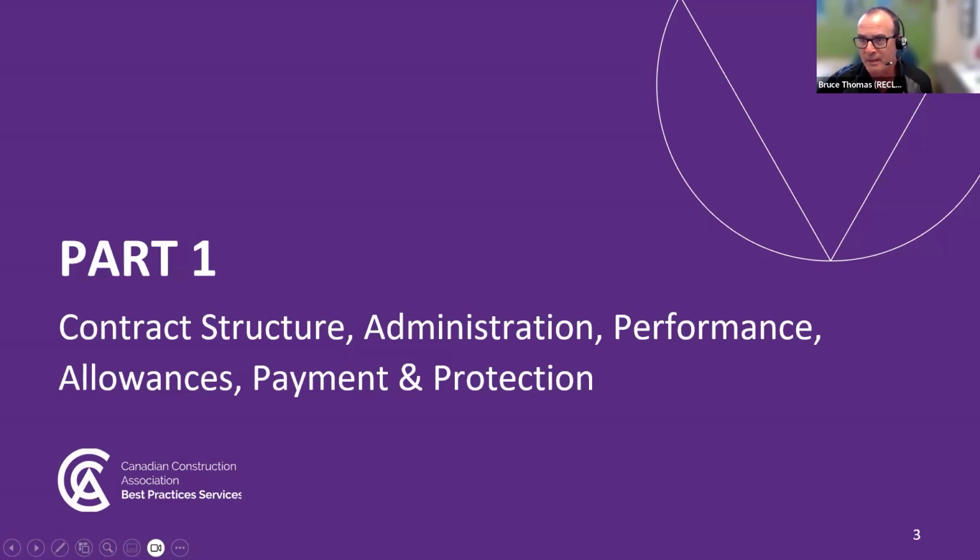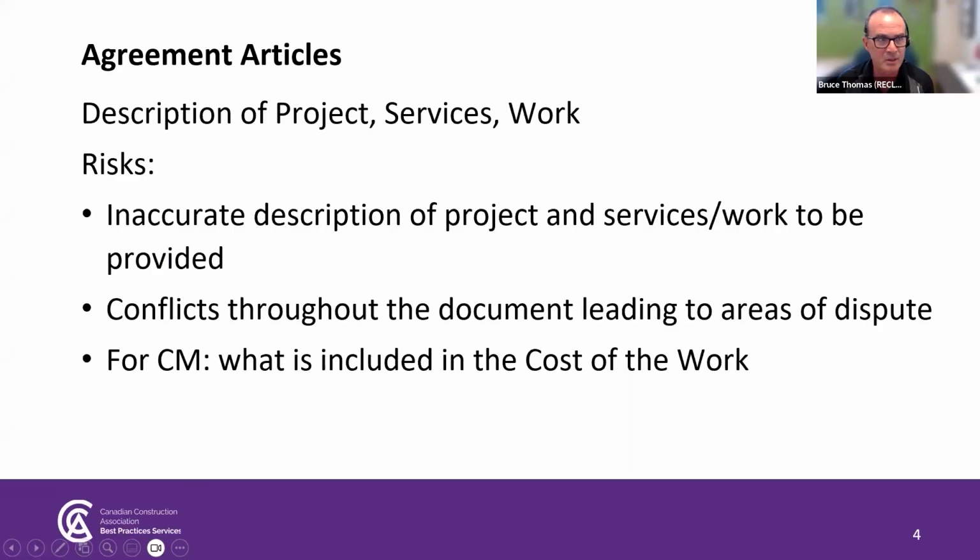I'm going to start right at the beginning. So the first section would be the articles of the agreement, and these are the front end, and I would say the information about the contract that sets the stage for what's in the contract. And as with all contracts, I think the risk is inaccuracy. The risk is in inconsistent information that may conflict throughout the document.